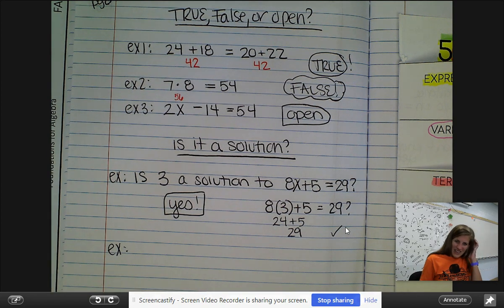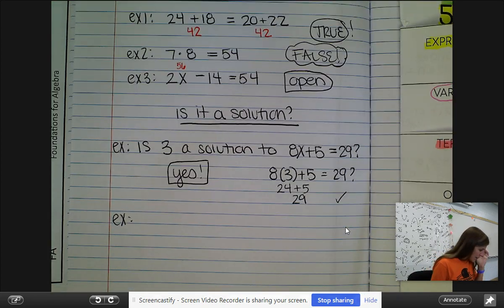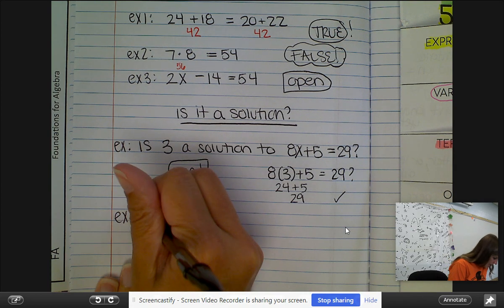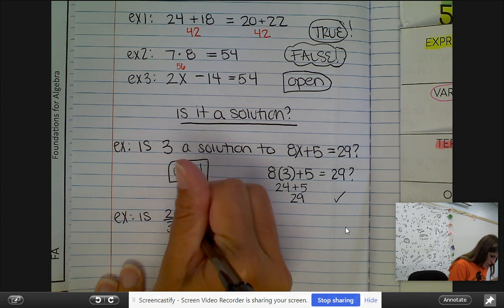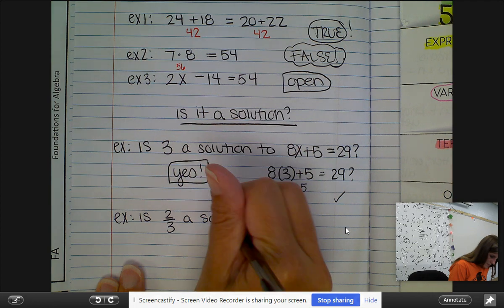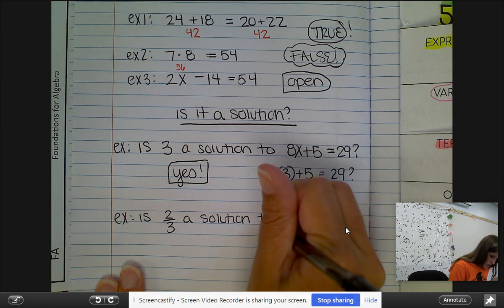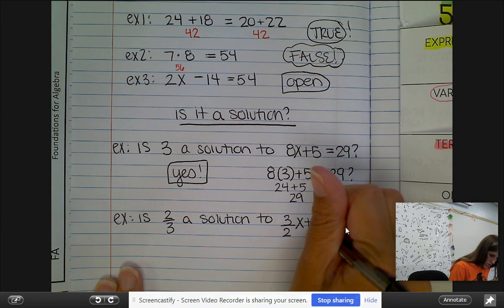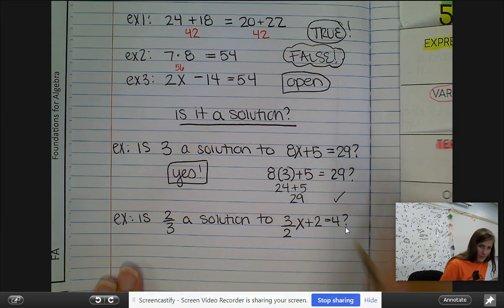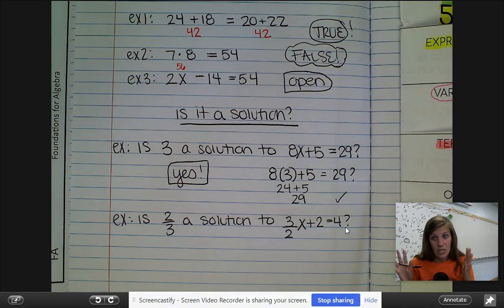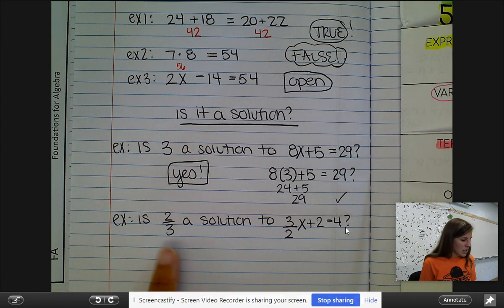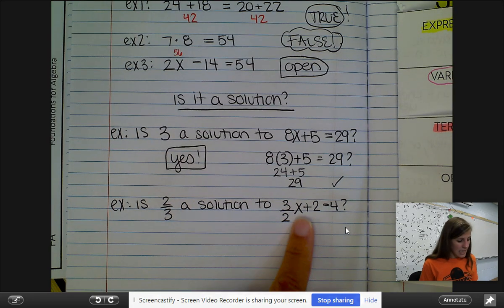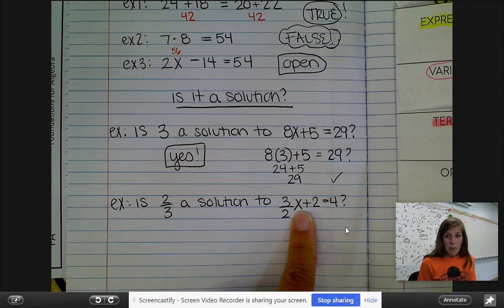Another example of this might be something a little bit harder, involving my second favorite F word, fractions. Is 2/3 a solution to 3/2 x plus 2 equals 4? So again, not solving anything yet. Solving, we don't know. They're telling me this might be the solution for x, like that might be what x is. So I'm going to plug it in and find out.